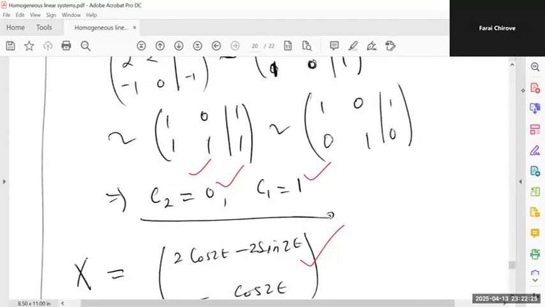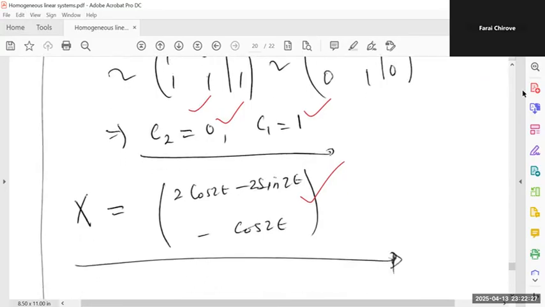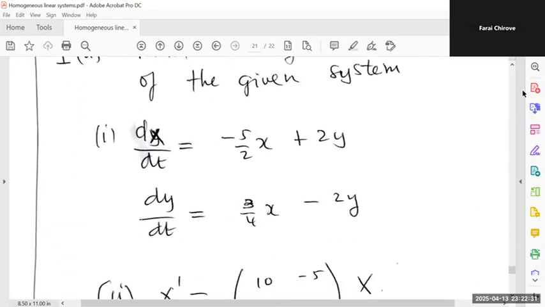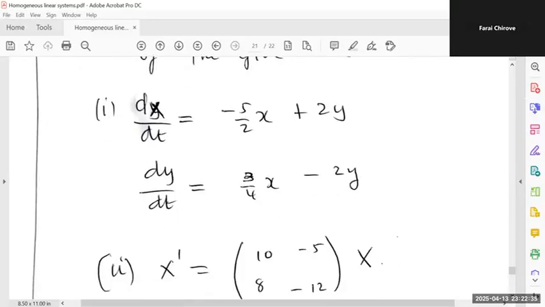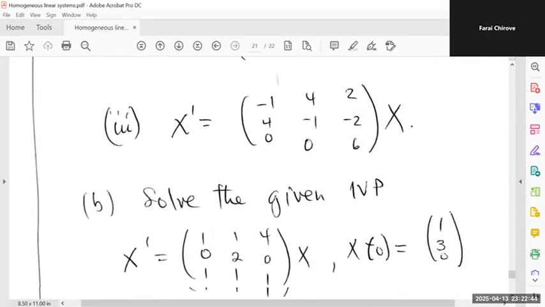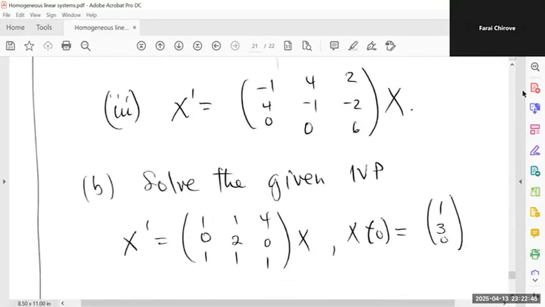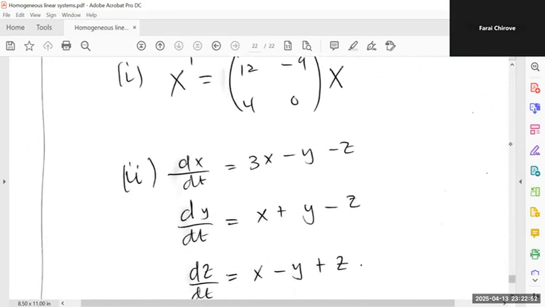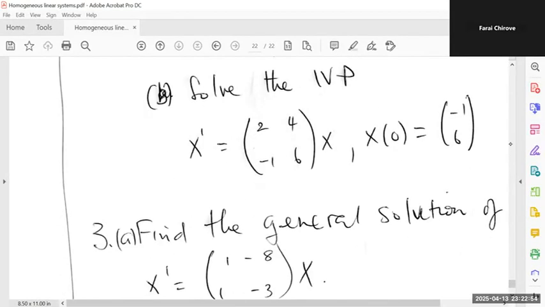All right, so that's how we deal with this case of complex valued solutions. And then you'll find that there are tutorial questions that you need to solve. These tutorial questions will actually give you complex valued solutions, and you need to deal with them, and they also deal with the initial value problems. Okay, and then you have more problems here to work with.